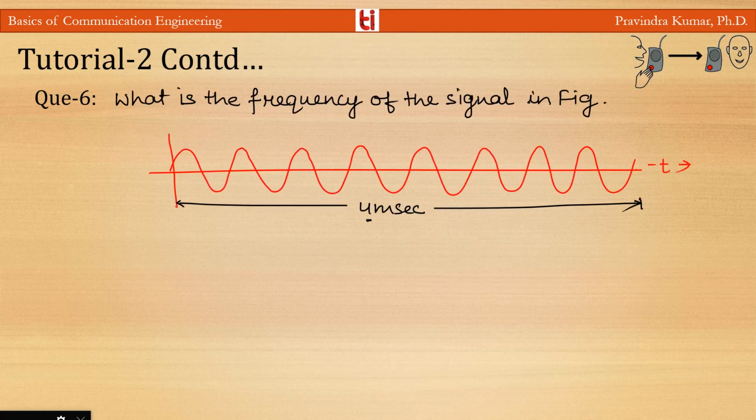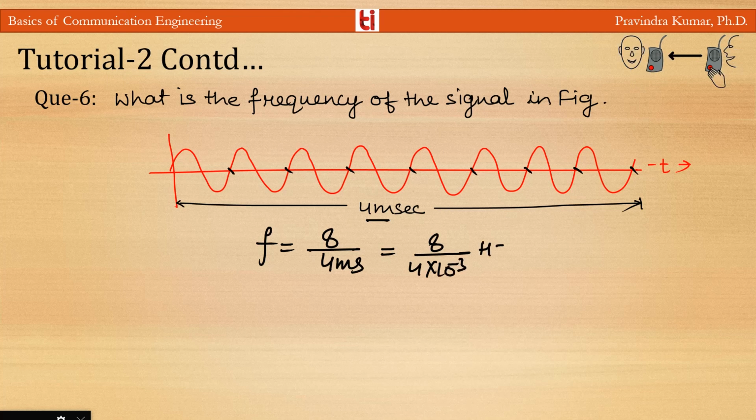Now the next question: what is the frequency of the signal in the figure? In this figure, in 4 millisecond, you can see there are 8 cycles completed. This is first, second, third, fourth, fifth, sixth, seventh, eighth. So the signal makes 8 cycles in 4 millisecond, so frequency will be 8 by 4 into 10 to the power minus 3 hertz, or 2 kilohertz. So frequency is 2 kilohertz.